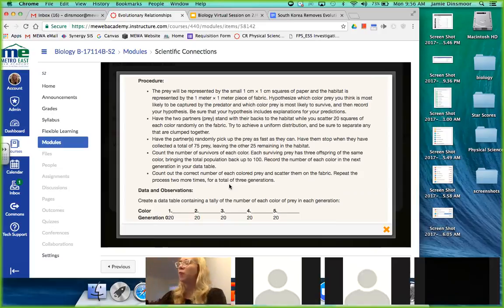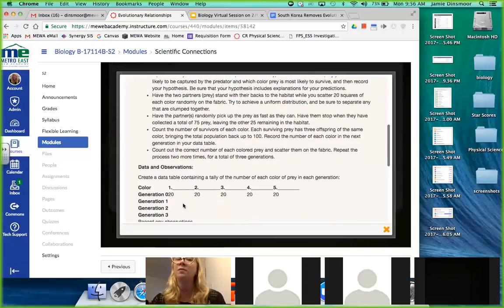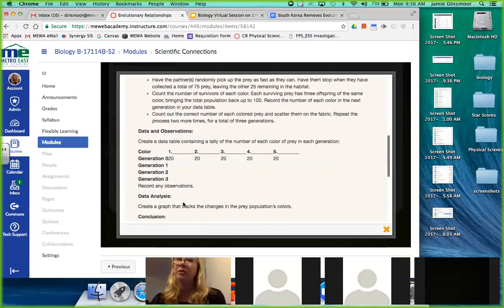All right, so spread out your squares, select 75, let those ones that are left over reproduce. They each have 3 babies, and then record how many are there for generation 1, and then select 75 again. That's pretty much the process.